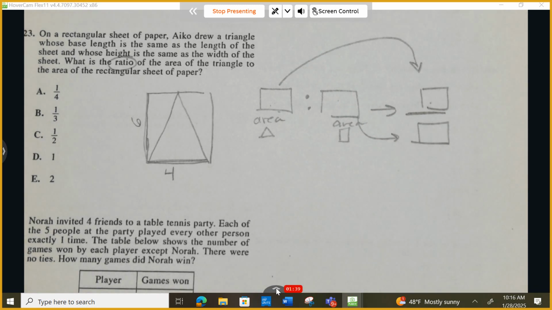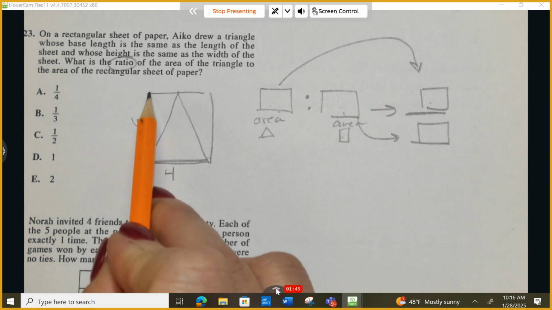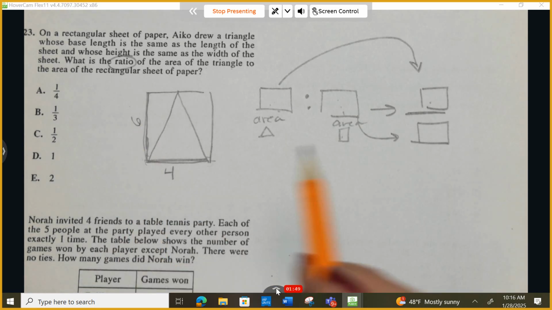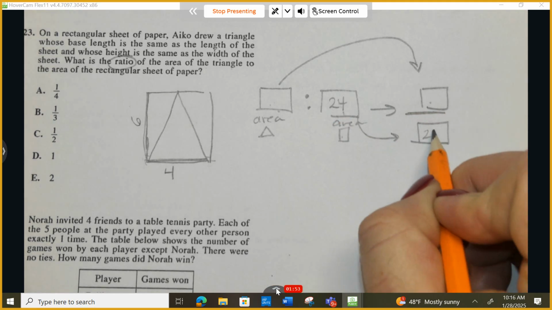So I know that the easiest way for us to figure out the area of a rectangle is taking the length times the width. If you need to use a calculator, do that. What is 4 times 6? 4 times 6 is 24. So come off the side. Here's 24 and here's 24.